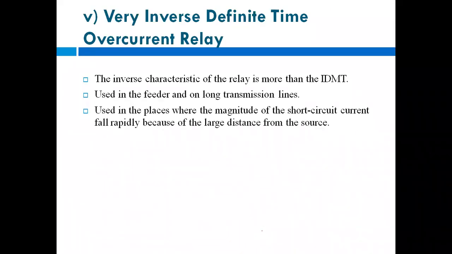Then the very inverse definite time overcurrent relay. The inverse characteristic of this relay is more than IDMT, and it is used in feeders and long transmission lines. It is also used in places where the magnitude of short circuit current falls rapidly, meaning the current falls rapidly because of the large distance from the source.